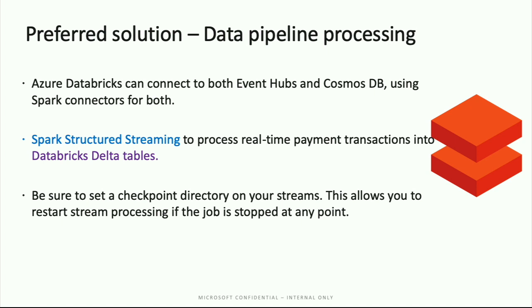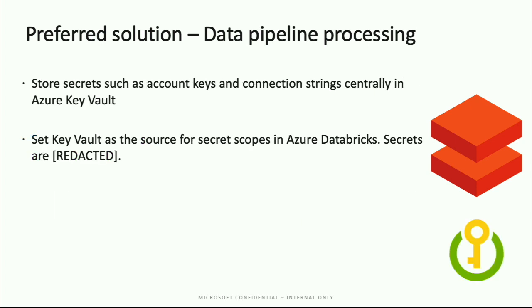So some things with Databricks. Databricks can connect with both Event Hubs and Cosmos DB. It has connectors for both, and you can do Spark structured streaming to do the real-time part of it, and then you can also schedule batch jobs for offline processing. Some things to keep in mind: you want to use a checkpoint directory on your streams, so that it can help you restart the stream processing if any job is stopped at any point. Also, you want to use Azure Key Vault, never copy paste your passwords. That's a big no-no. Databricks integrates with Azure Key Vault, so that's where you want to put your Cosmos DB key or Event Hub keys or whatever.